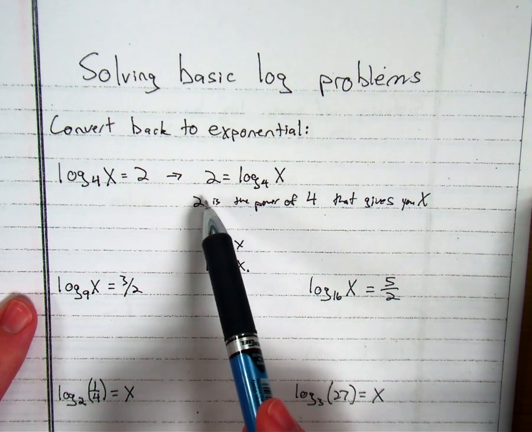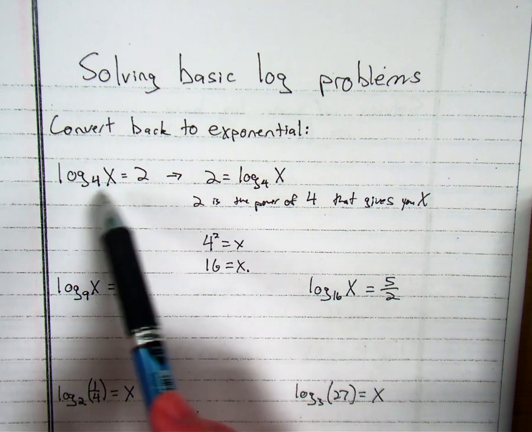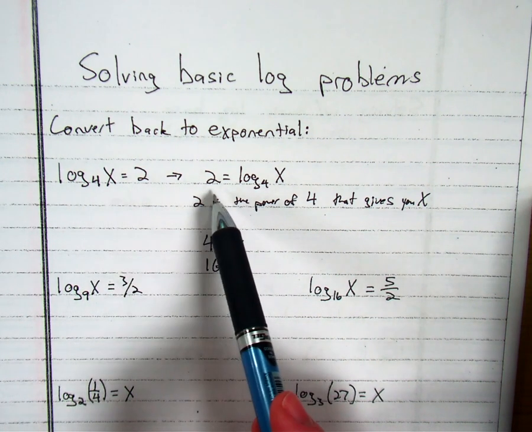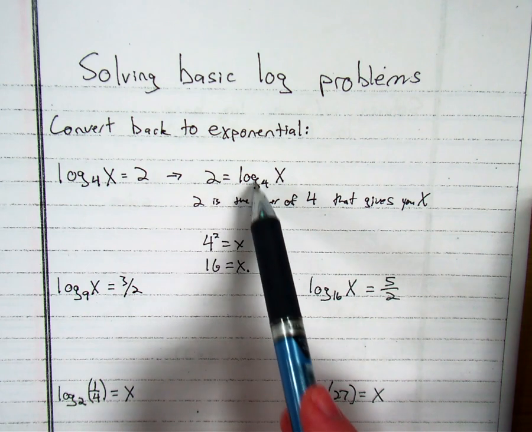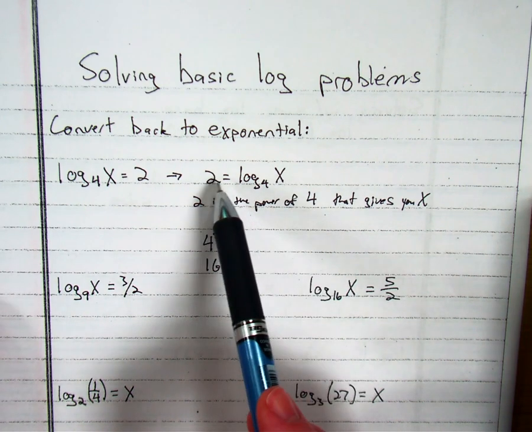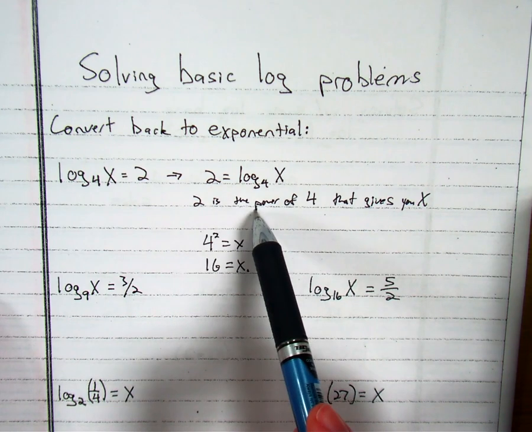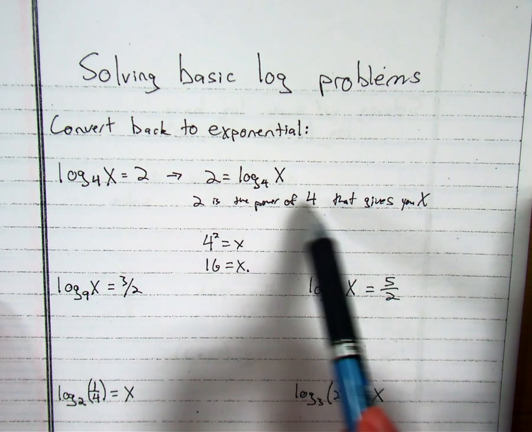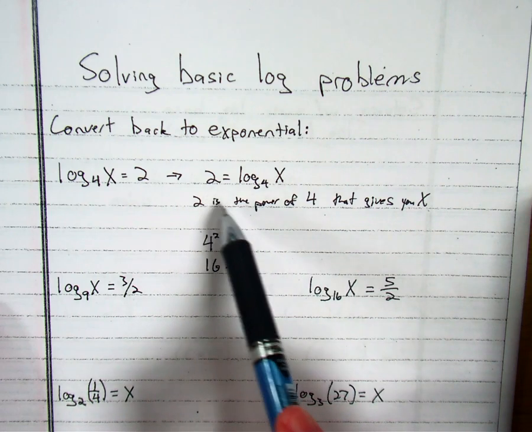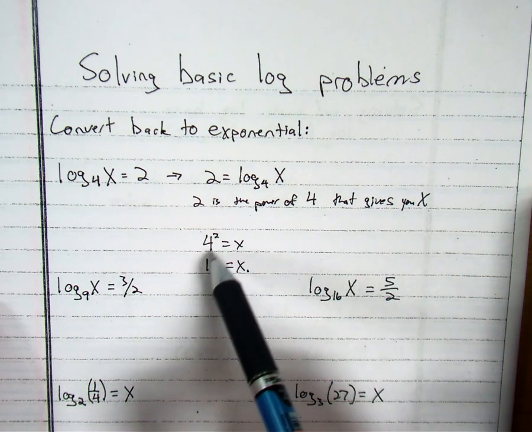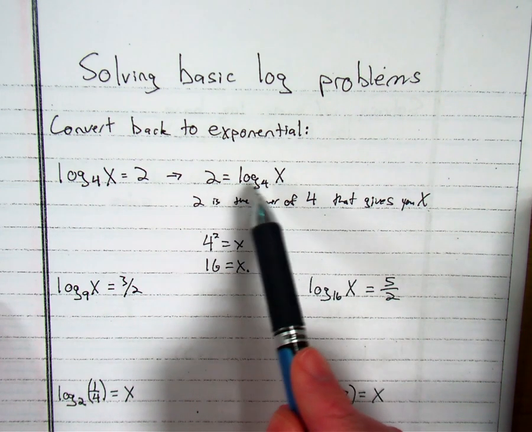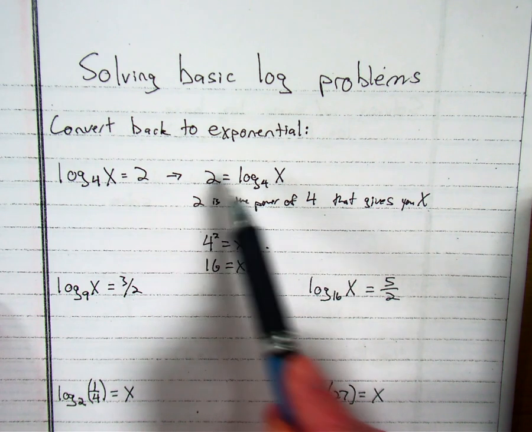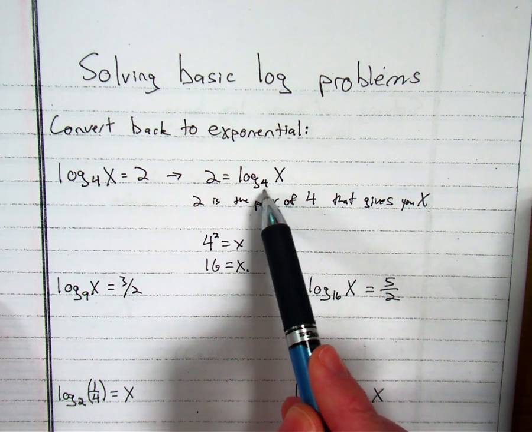I like to have the answer on the left. It's not a big deal if it's on the right, but you can either flip it around if you want to, or sometimes after a while you just get used to it and you can figure it out. I like to have it on the left. 2 equals log base 4 of x. So 2 is the power of base 4 that gives me x. So 2 is the exponent on top of 4 that would equal x. So 4 squared equals x. That's 16. The answer in the log problem is the exponent on top of the base that gives me that number.